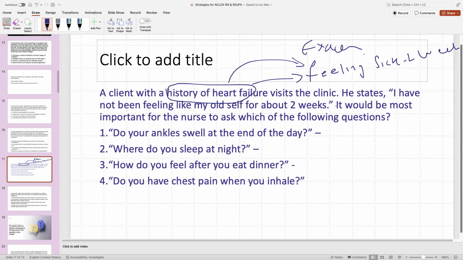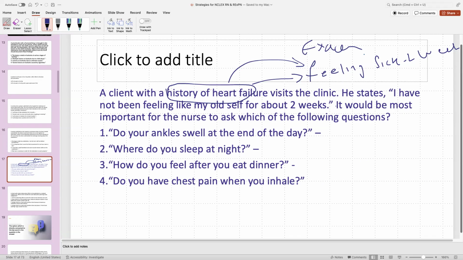Is there any other idea? Shortness of breath. Hmm? Shortness of breath. Shortness of breath. Okay, so it's not swelling. Swelling is the secondary sign of heart failure. The primary sign of heart failure is respiratory distress. Okay, breathing difficulty, shortness of breath, things like that. Okay, so I'll teach you about the pathophysiology.